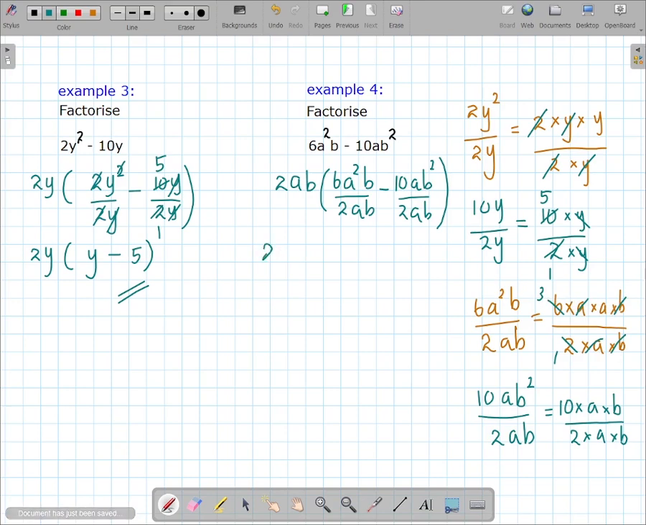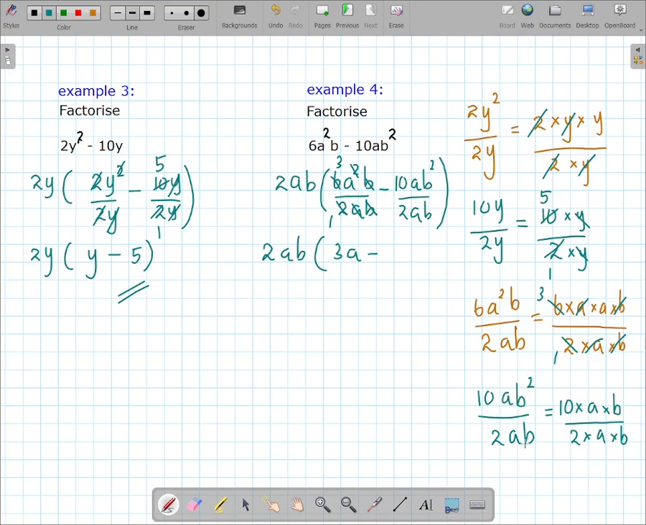So I write here 2ab times 3a. If you cancel here, it is 2 times 1, 2 times 3. a to the power 1, this a power gone, b and b get cancelled. So 3 times a, minus the second term, that is 10ab squared over 2ab.